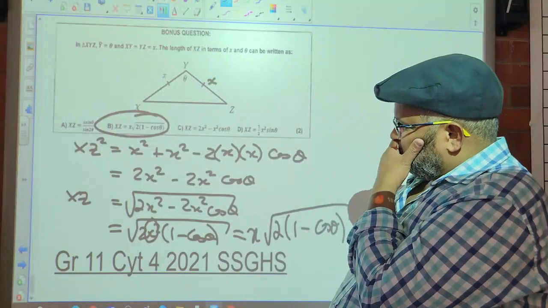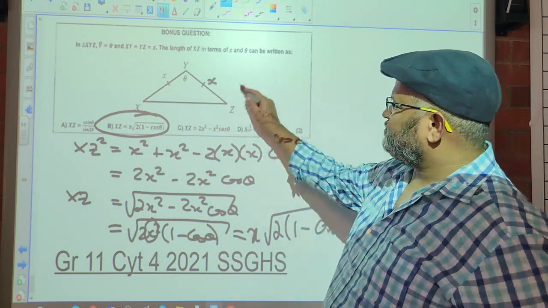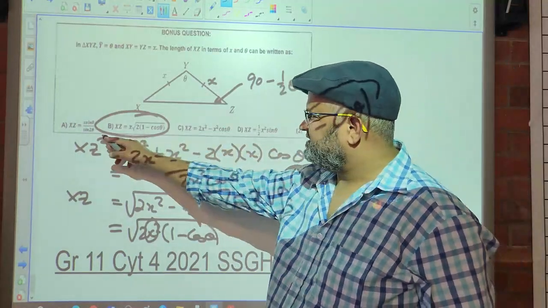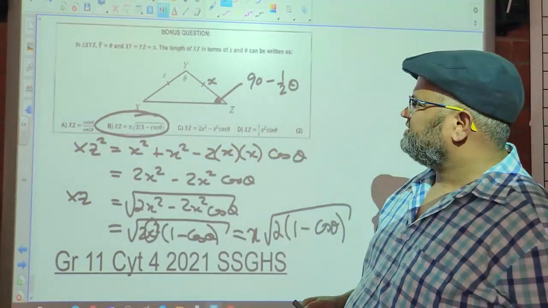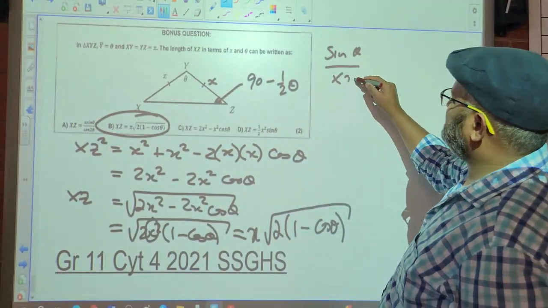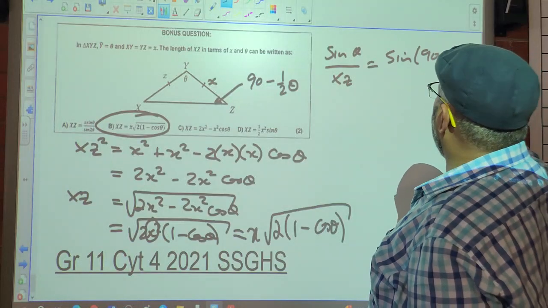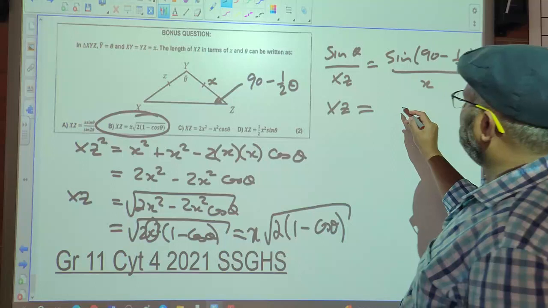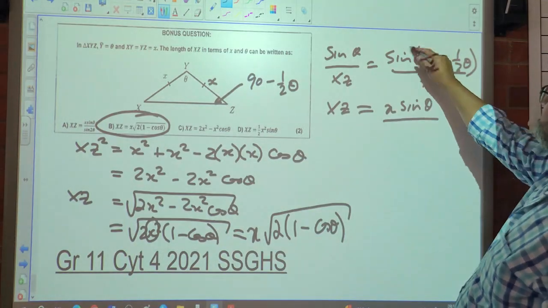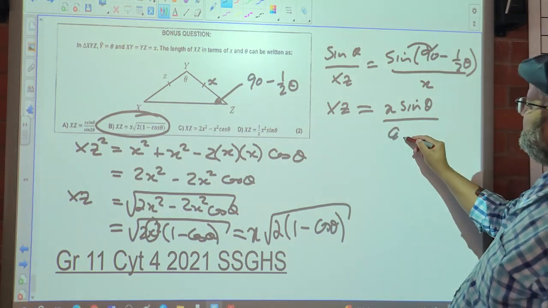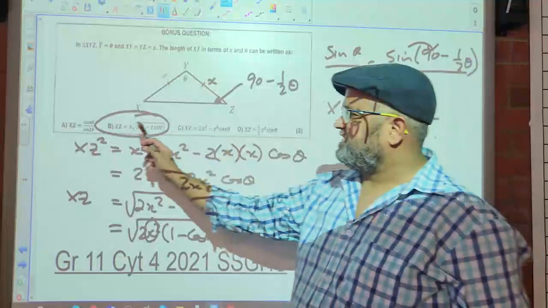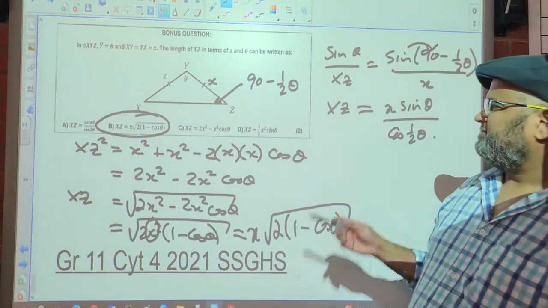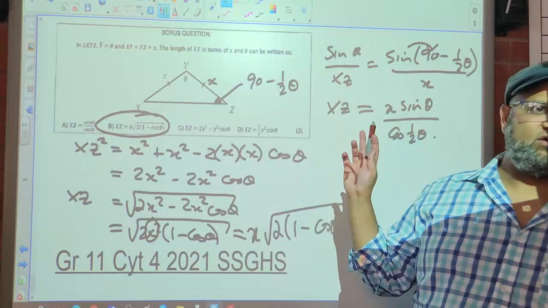You could have used sine, but I don't see anything, because this would have been 180, so it will be 90 minus half theta, which is none. I don't see a half theta here. Okay, so that's not going to work for us. So here I would have said sine of theta over XZ is equal to sine of 90 minus half theta over x. To make XZ the subject of the formula, it would have been x sine theta over, now 90 minus changes sine to cos, so it would be cos of half theta. And that is none of the cases anyway. But I'm showing you there would have been another way that it could have been worked out as well. But that is not the solution here, so that wouldn't be the correct answer they're looking for.